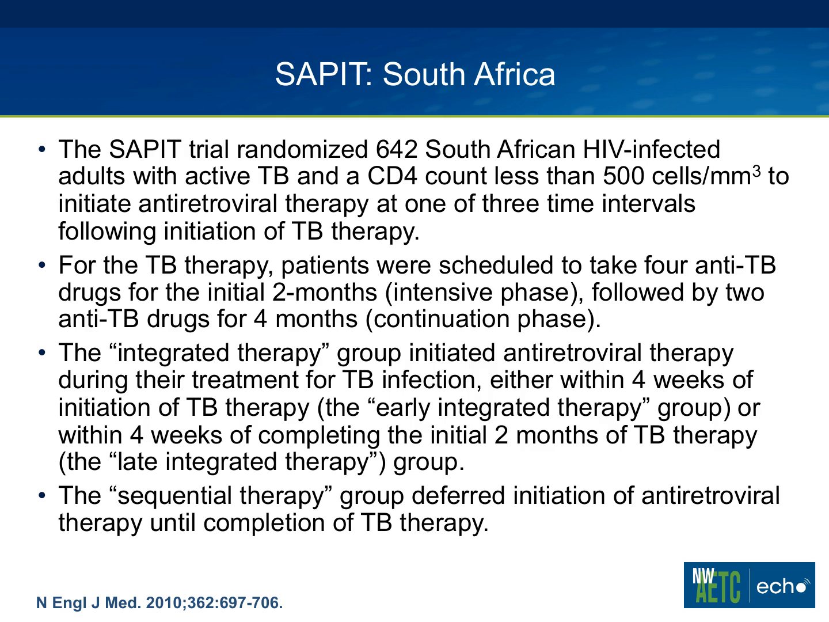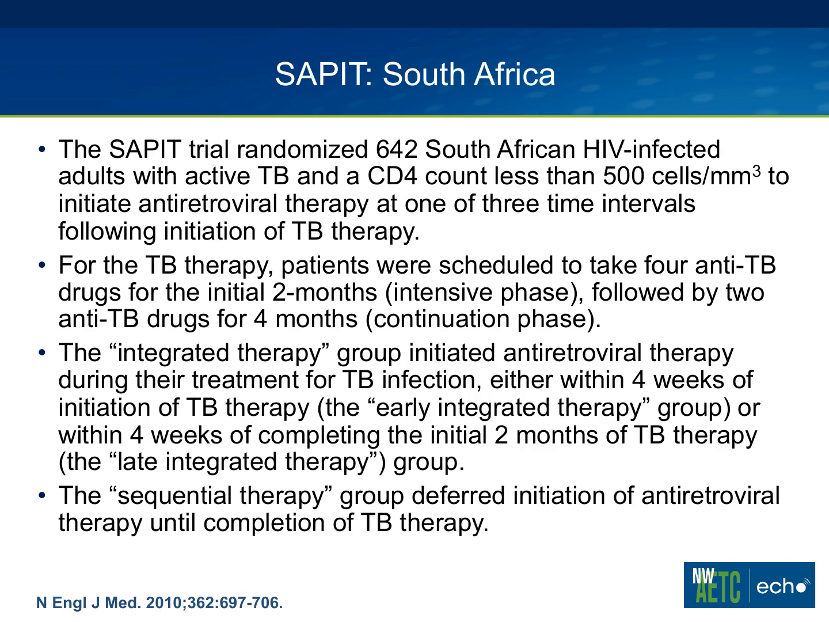Now, there were 3 starting points for antiretroviral therapy for the HIV. 2 of these starting points occurred during the time at which patients were receiving their TB therapy. And these 2 groups were known collectively as the integrated therapy group. The early integrated therapy group started their treatment within 4 weeks of starting tuberculosis therapy, while the late integrated therapy group started their treatment within 4 weeks of completing the initial 2 months of TB therapy.